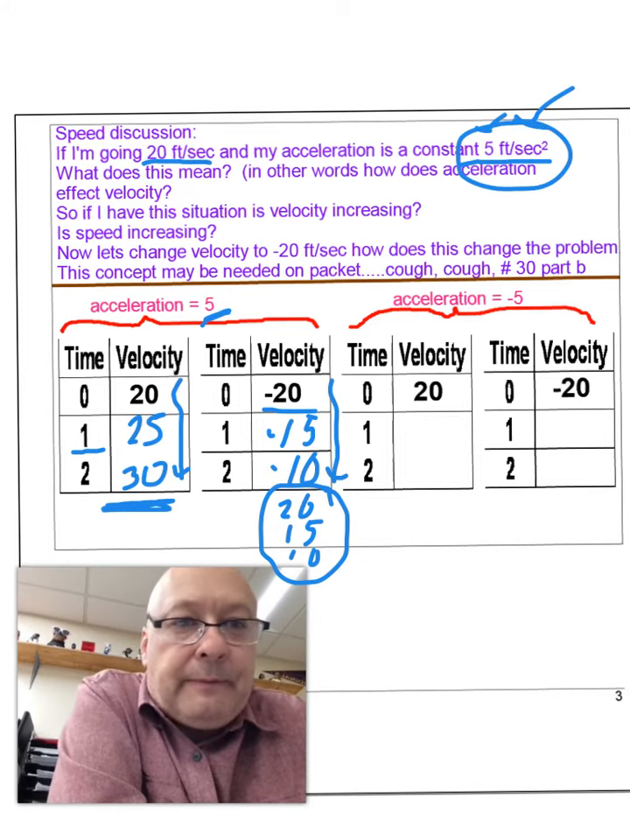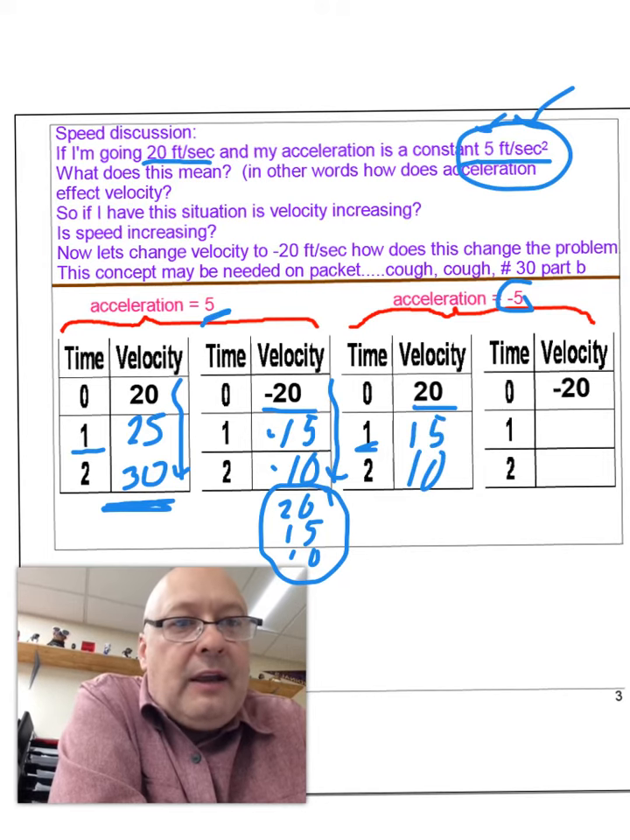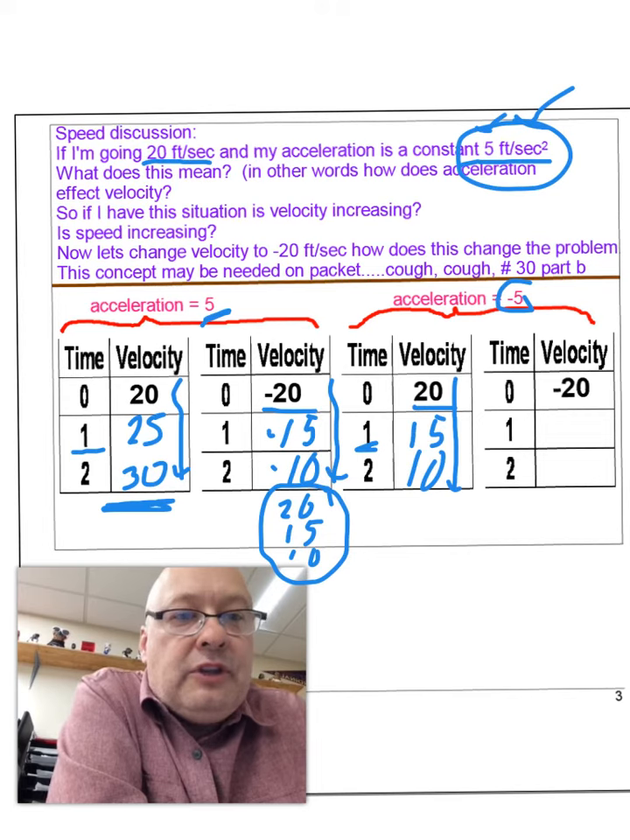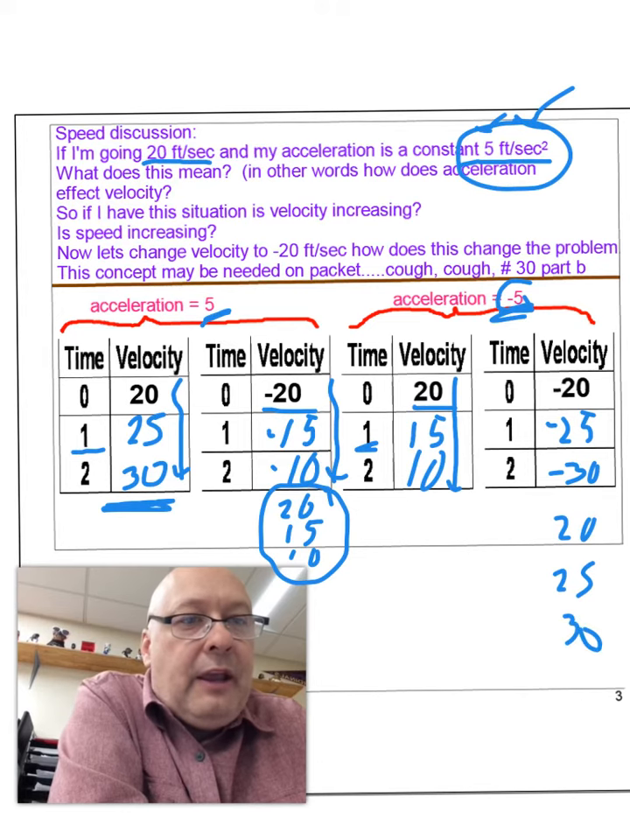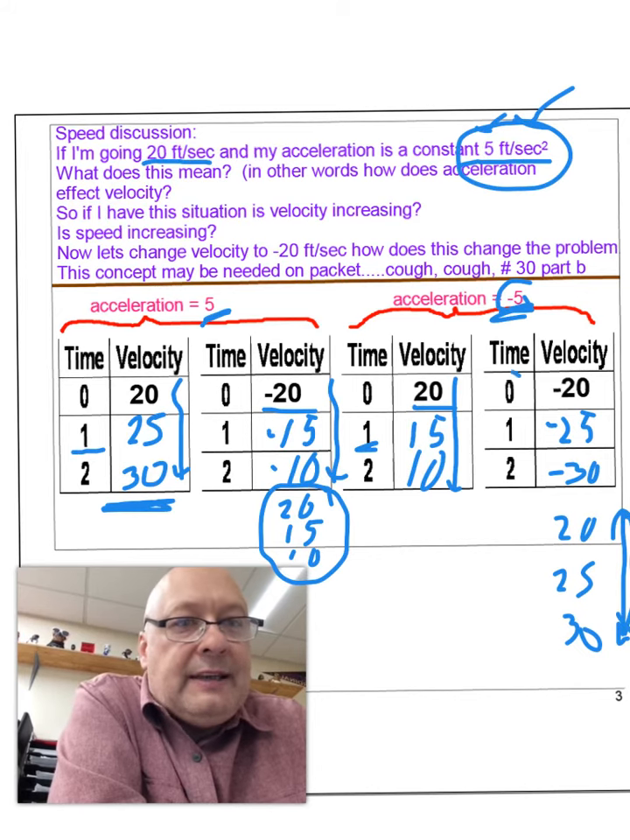Physics people, you know where I'm going. What about when the acceleration is negative? Well, if your first velocity is 20, then at the next moment you're taking away 5 from that, you're going 15. And then you're going 10. Notice how the speed goes down. Just flip the signs to positive, absolute value, it's going down. Well, this one, if your acceleration is negative 5, next time you take away 5 from negative 20, you get negative 25, negative 30. What is my speed here? 20, 25, and 30. This speed's going up as I progress in time.